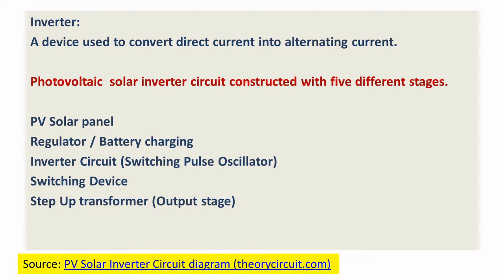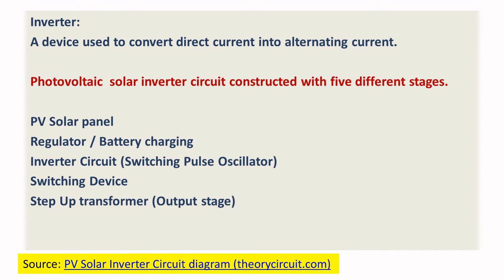So what is a photovoltaic solar inverter circuit? Here the photovoltaic cell is biased using the sun. It is openly exposed to the sun, so the energy coming from the sun falls onto the photovoltaic cell. So the energy is biasing your photovoltaic cell, right?